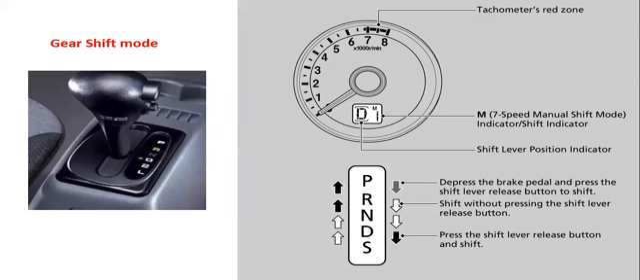This diagram depicts the gear shift mode of a vehicle in which we have a gear shift rod, and we can see the P, R, N, D to L, which have their own significance. The P represents the parking brake, R represents the reverse gear, N represents the neutral, D represents the drive mode, and S represents press the shift lever release button.